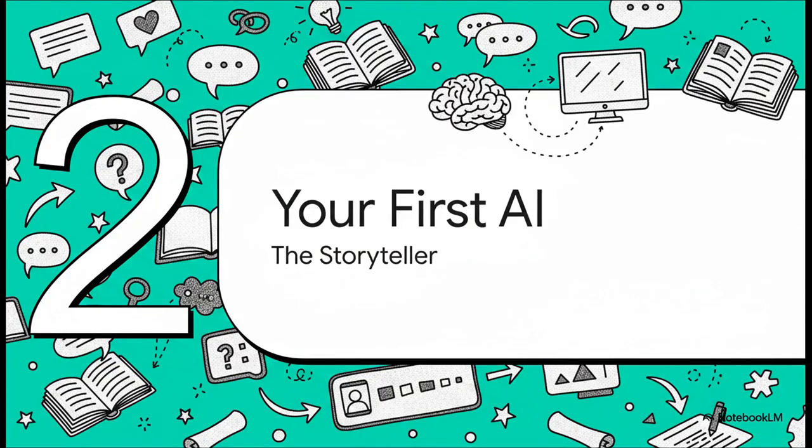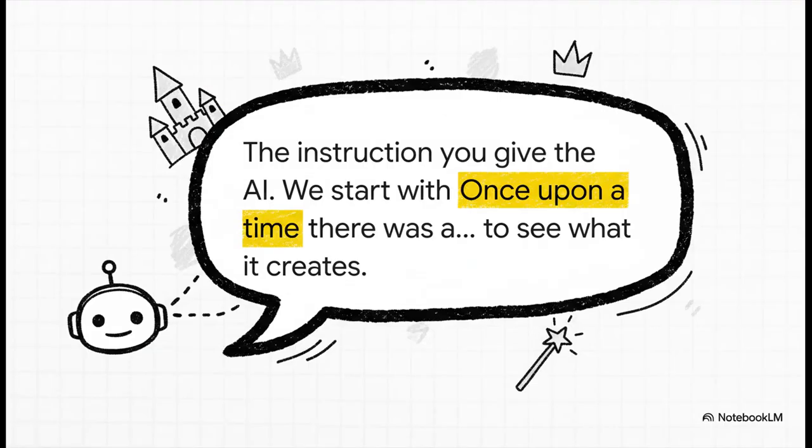So, with the setup all done, it is time for the aha moment. We're going to build our very first AI, a simple storyteller. And you're about to see the incredible power you can unlock with just a single line of instruction. You know, the heart of any text generation AI is the prompt. That's the instruction you give it. And we're starting with something everybody knows, the classic opening to a fairy tale. We're just asking the AI to complete this sentence for us.